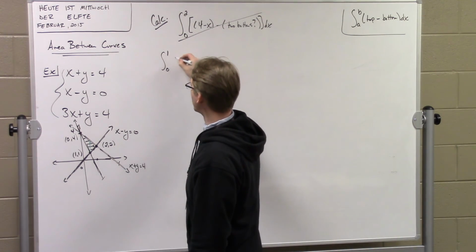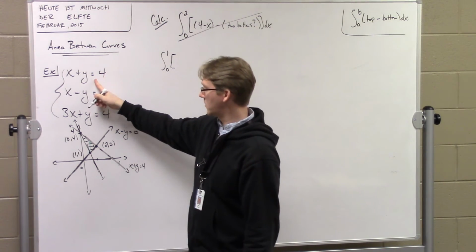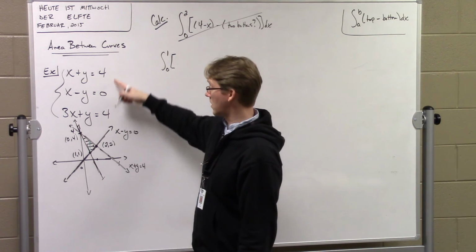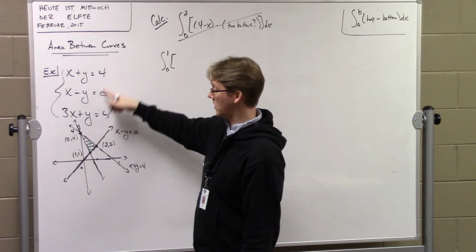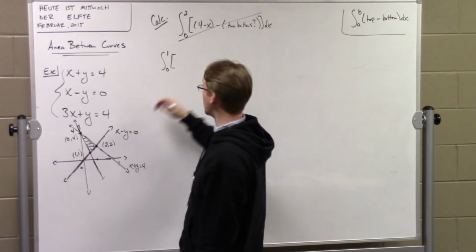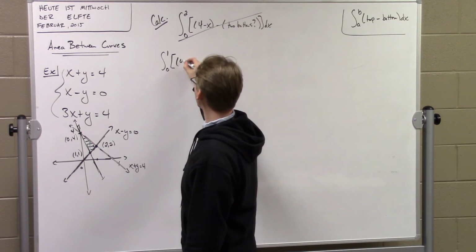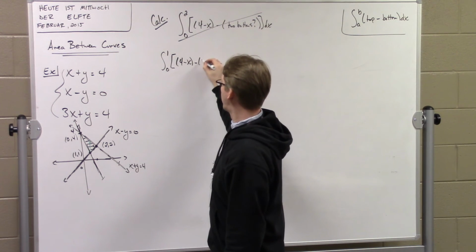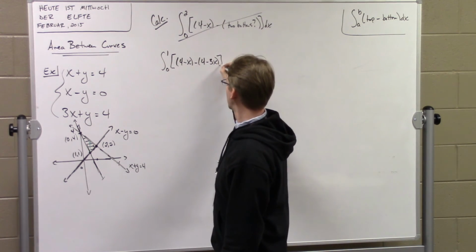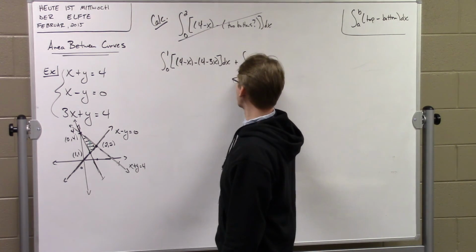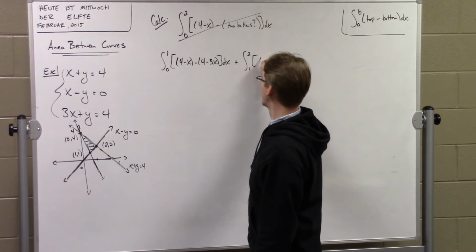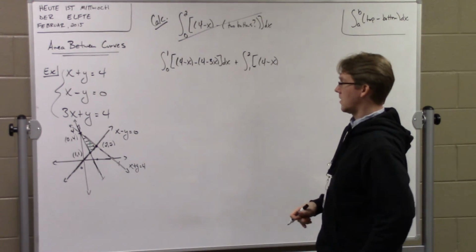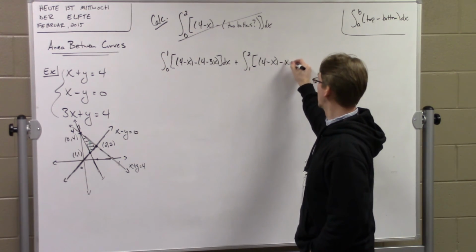So zone one is going to go from 0 to 1, and it's going to have this one on top and this one on bottom. Then zone 2 is going to go from 1 to 2 and have this one on top and this one on bottom. Not a big deal. So we'll do 4 minus x on top and 4 minus 3x on the bottom. The second zone will go from 1 to 2 and have 4 minus x on top and x on the bottom.